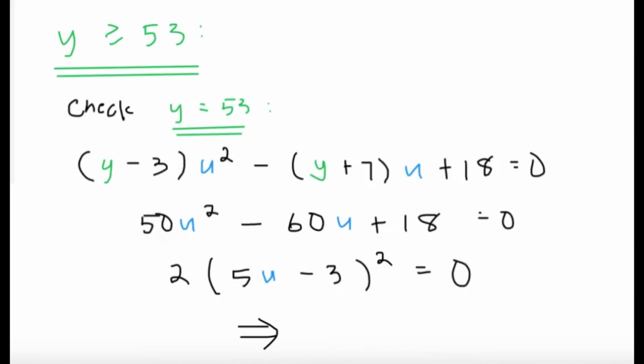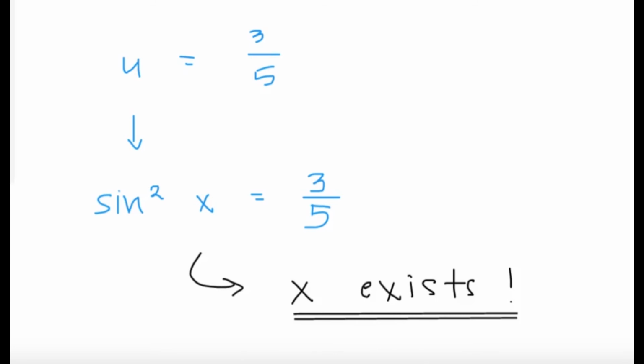As you can see here, if y equals 53, again we get a quadratic that is nicely factorable: 50u squared minus 60u plus 18 equals 0. You can factor that as follows: 2 times (5u minus 3) squared equals 0, and that's going to give you u equals 3/5. Again, this is just the value of u, so we have to check whether there's a value of x at the start. Since we made the substitution u equals sine squared x, sine squared x is equal to 3/5. We can actually get a value of x.